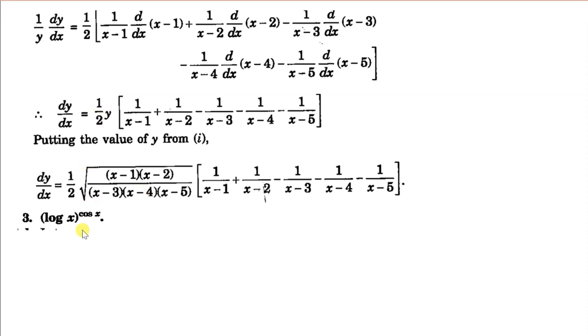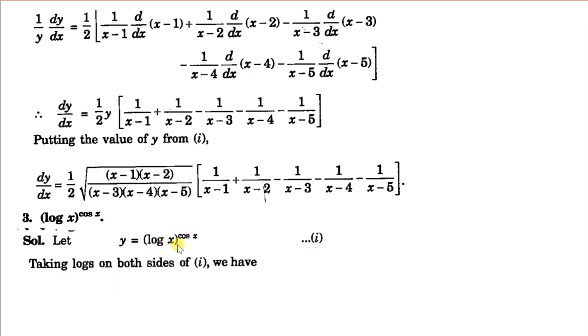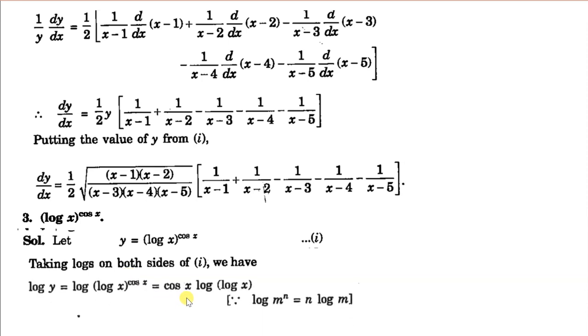Next one is log x to the power cos x. Here the base is also a function of x and the power is also a function of x. So we will take log of both the sides. So log y becomes cos x log of log x. So now differentiate with respect to x.